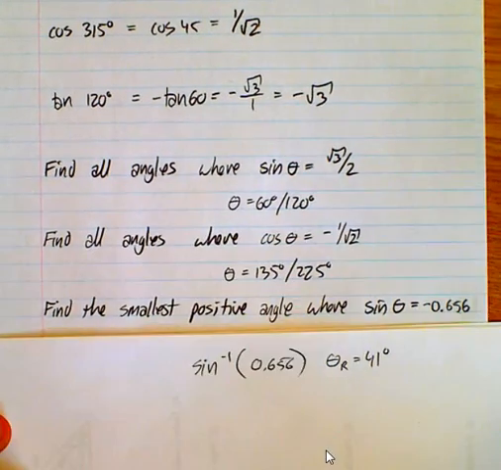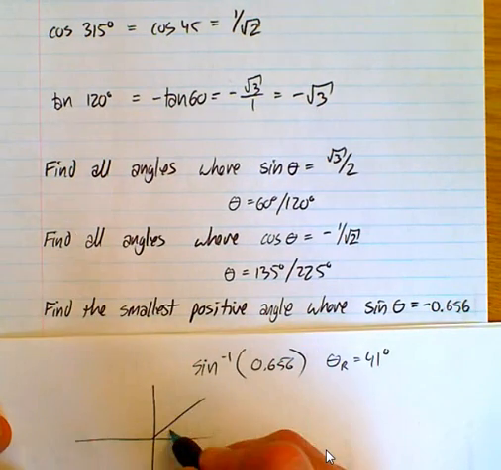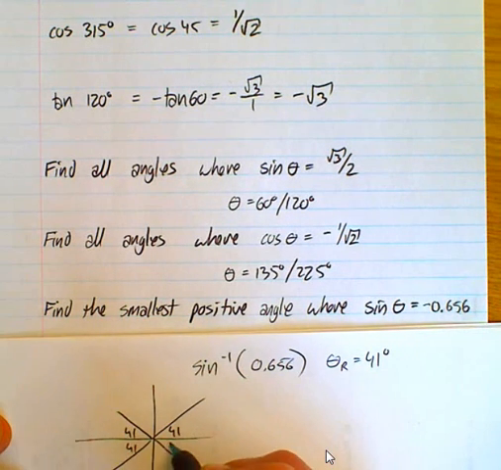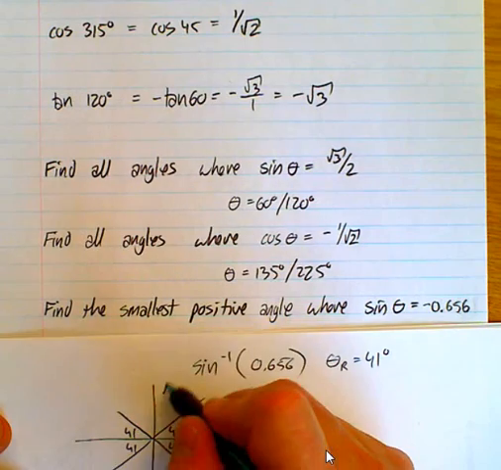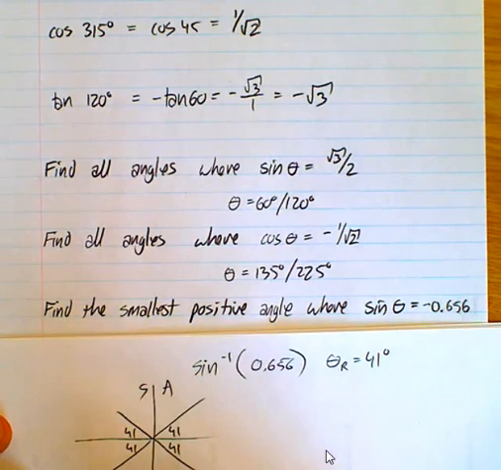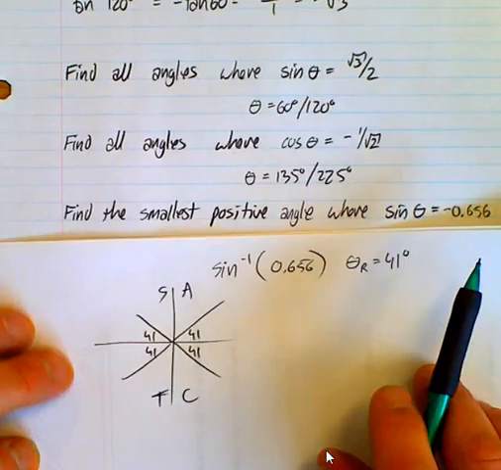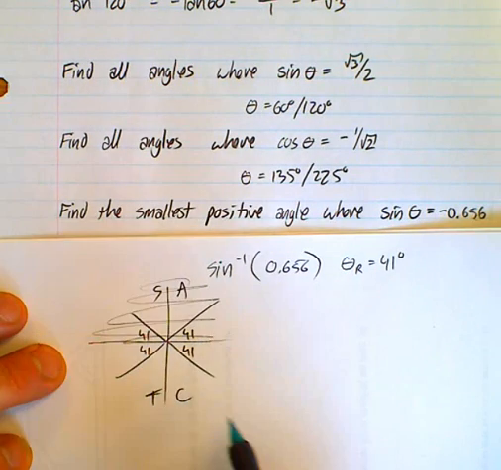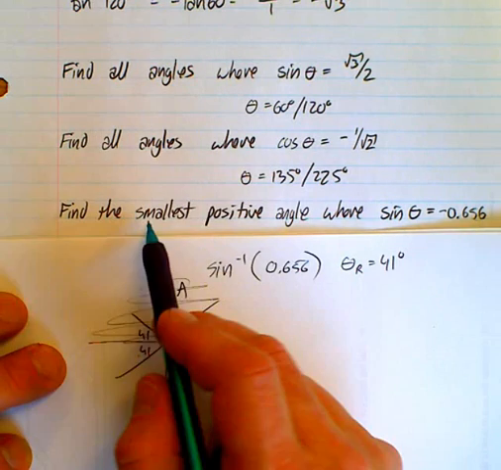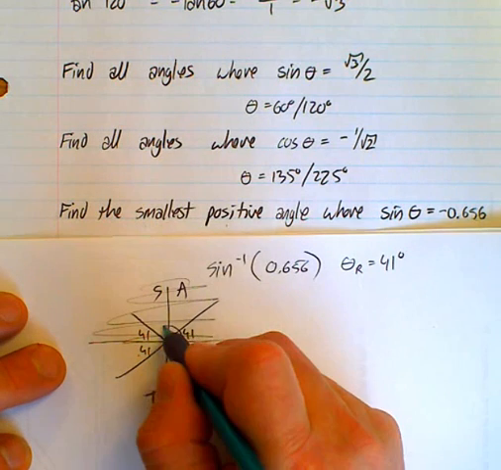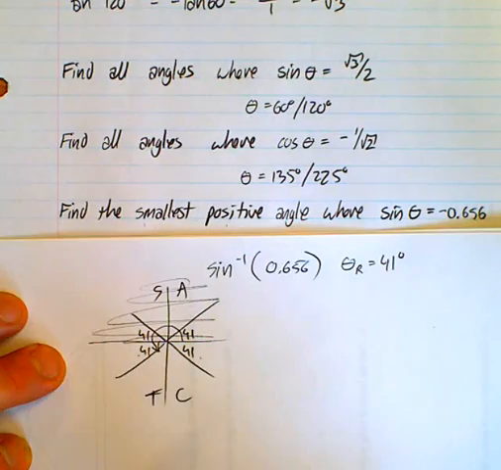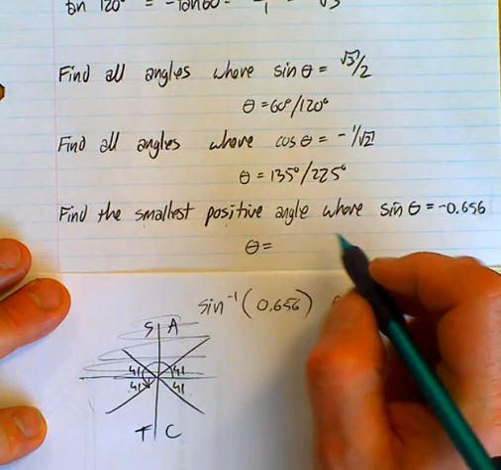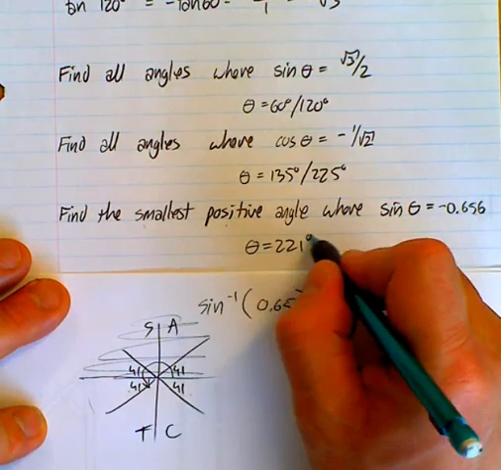So 41, 41, 41, and 41, all sine, tan, cos. It's a negative, okay? They're looking for a negative, so it can't be these two. So I'm looking at this one and this one. It says the smallest positive, so it would be all the way around like this. 180 plus 41, theta would be 221 degrees.